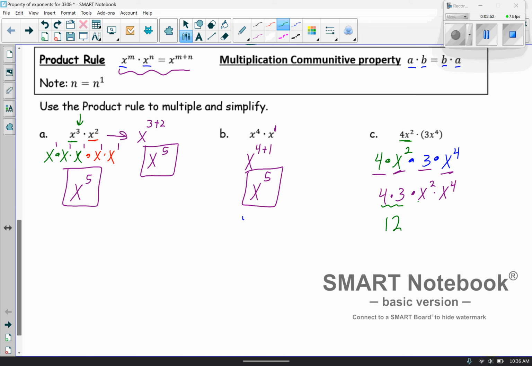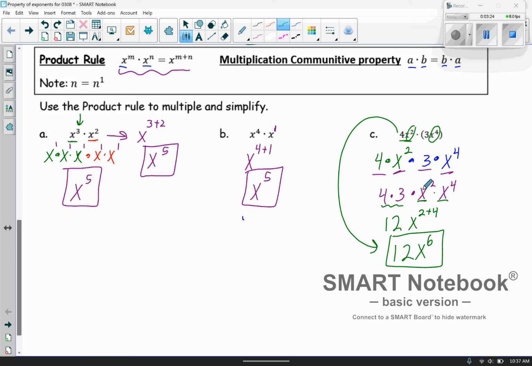Then with the common bases right here, when you multiply, we add the power. So it's going to be 2 plus 4 for my exponent. So we're going to get 12x to the power of 6. Now, I showed a lot of detail here. Once you get pretty comfortable with the process, it's okay to go from here directly to your answer. Once you feel comfortable, you can just see that, oh, 4 times 3 is 12. I have the x squared, I have the x to the power of 4. That's a total of x to the power of 6.